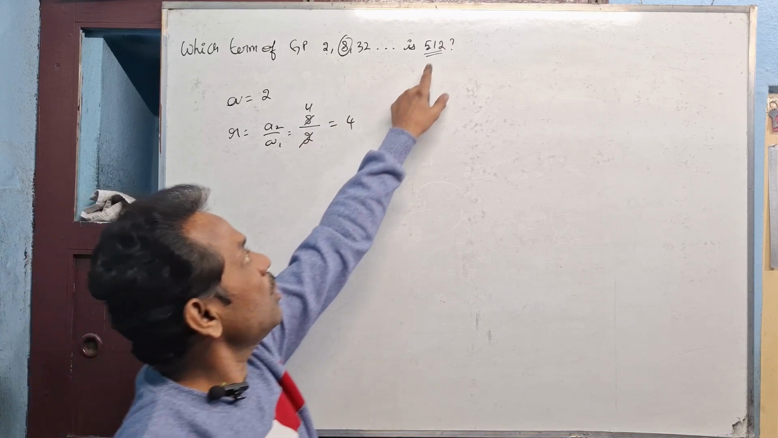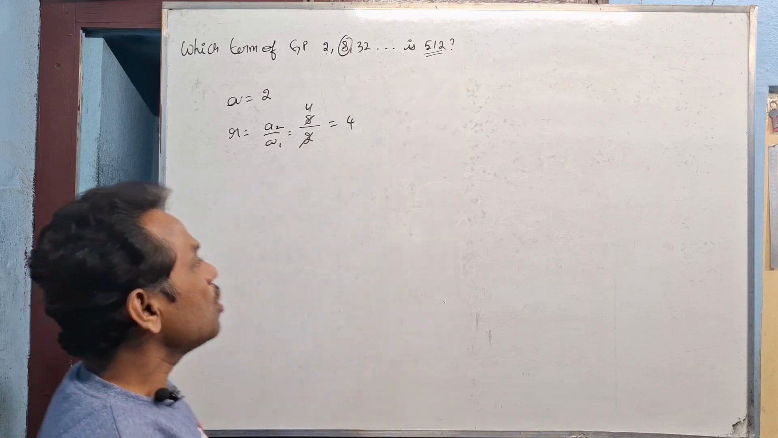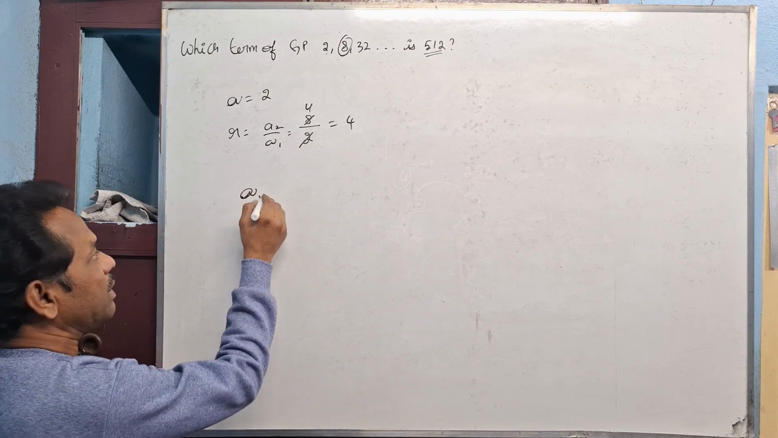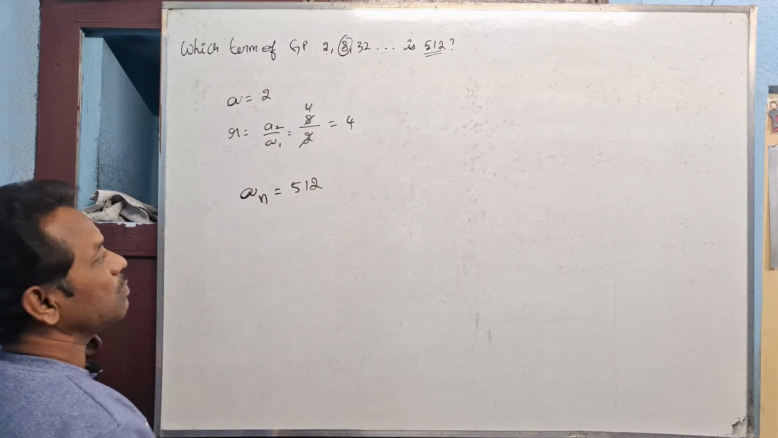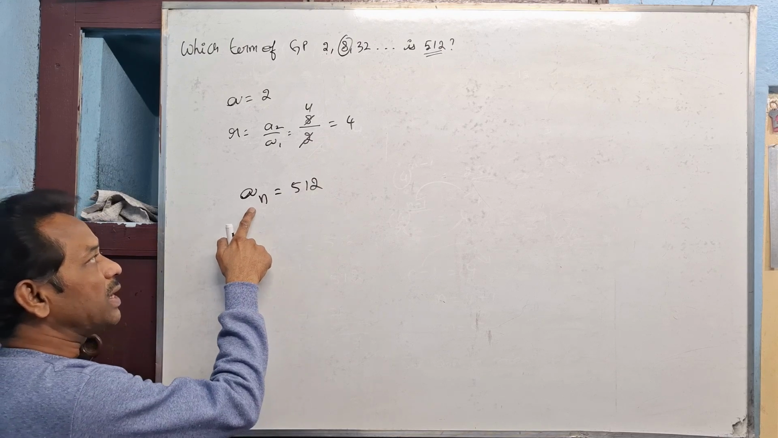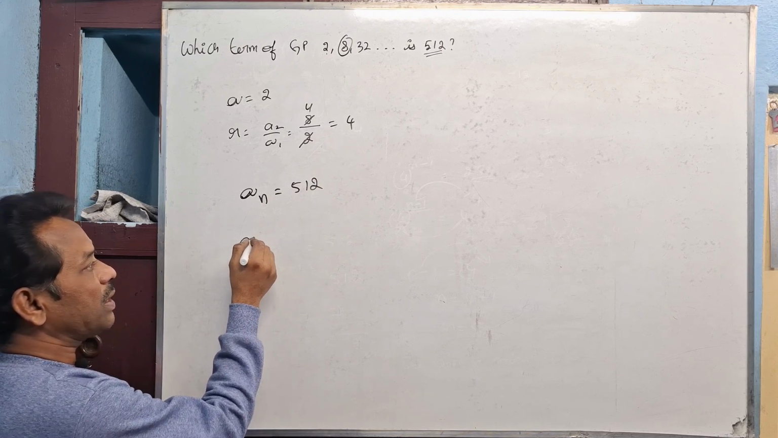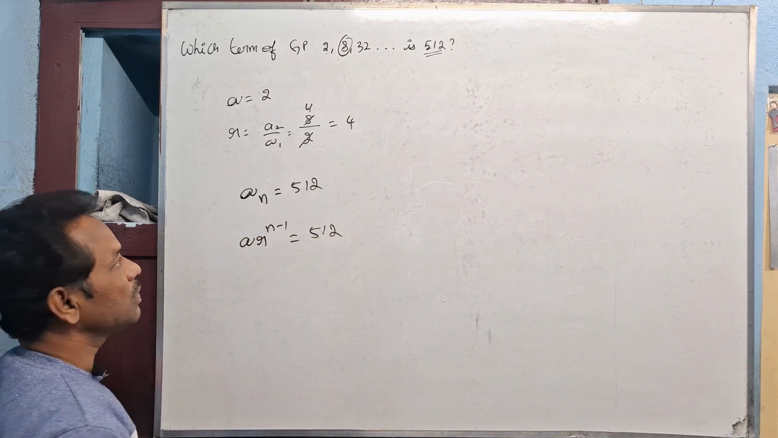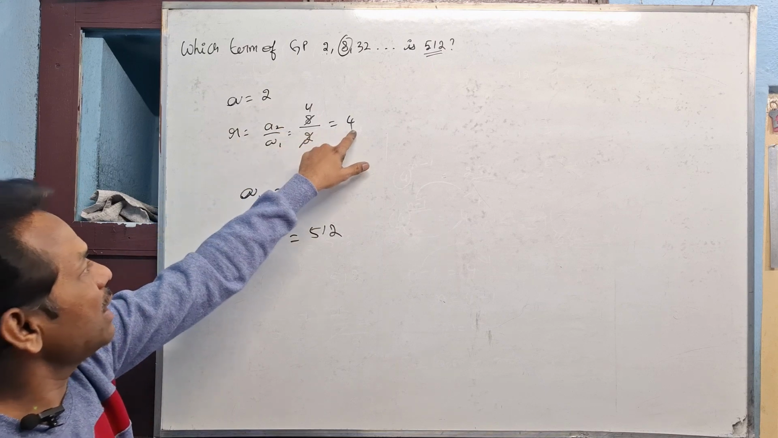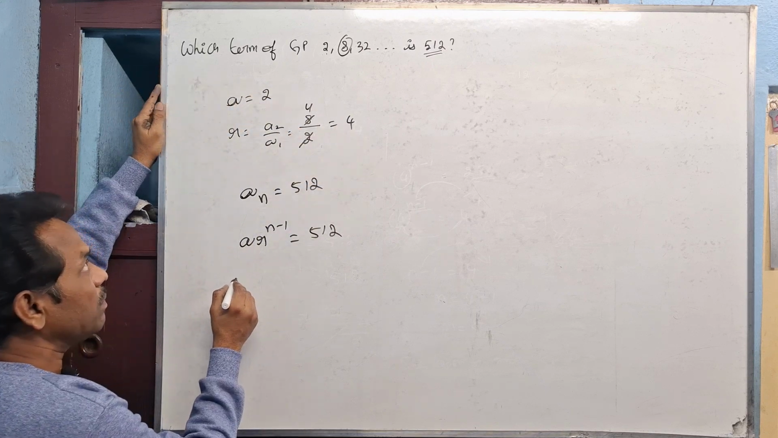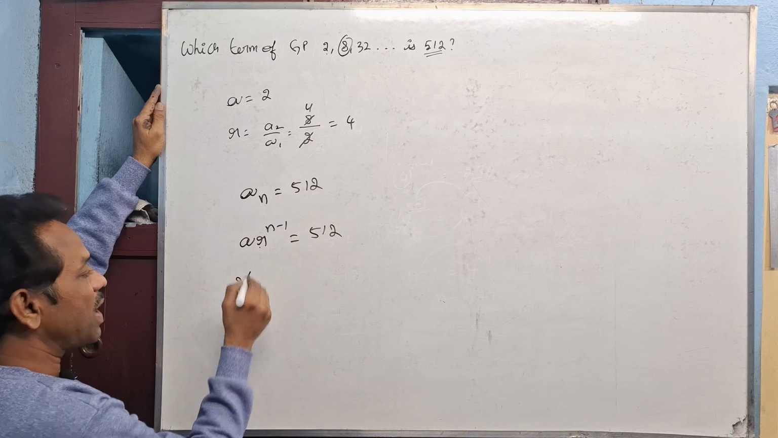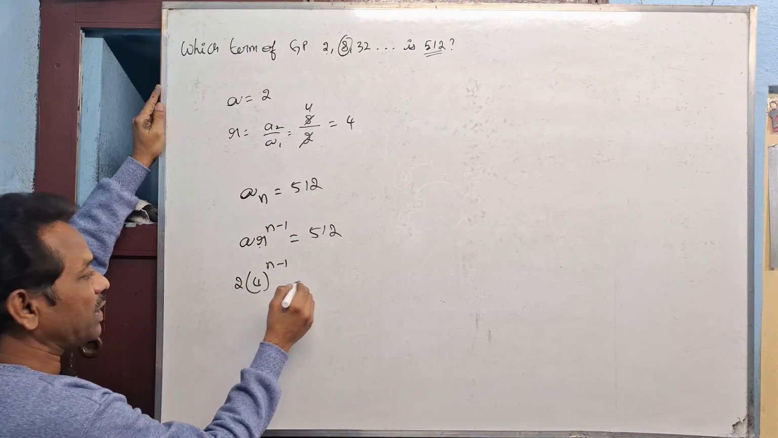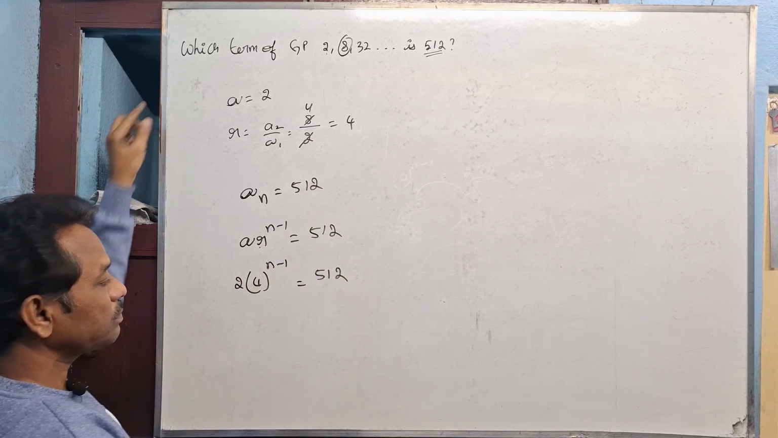Now, as we don't know when we will get the 512, let me take it as an equal to 512. Now we know the nth term of GP is A R to the power of n minus 1 equal to 512. Now we know the values of A and R, so let me put the values here. 2 into the value of R is 4 to the power of n minus 1 equal to 512.